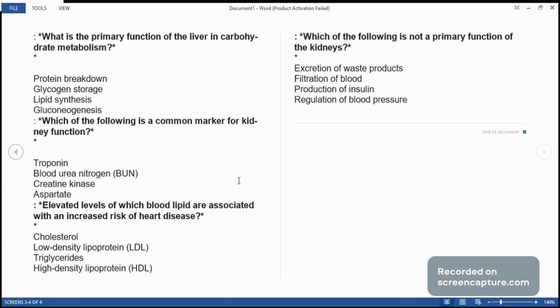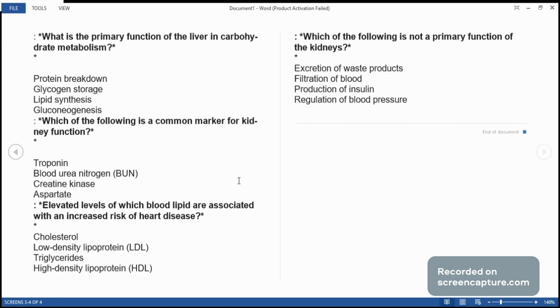One of the most common laboratory markers used to assess kidney function is what we call the BUN. BUN reflects the amount of urea nitrogen in the blood, which is a waste product from the breakdown of protein in the liver and excreted. Troponin is a cardiac marker used to diagnose acute myocardial infarction, the heart attack. Blood urea nitrogen, correct answer.